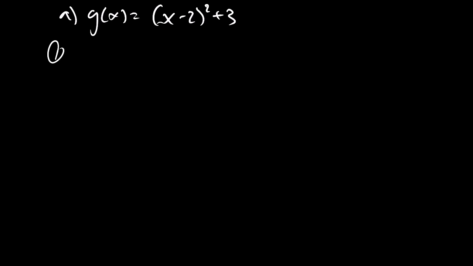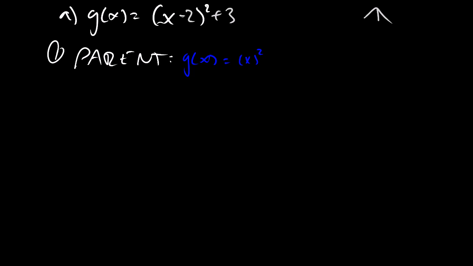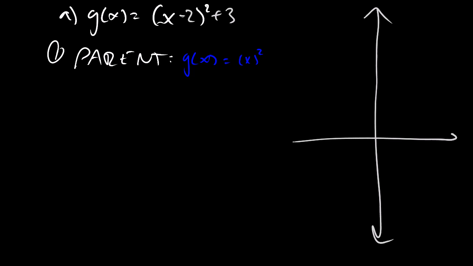So step 1, find the parent graph. If we take away all our numbers, they're gone, and we're just left with our parent graph. And what's that? Oh, that's simply g of x is equal to x squared. Done. But now those numbers aren't gone. We actually have to listen to them. So plus 3.